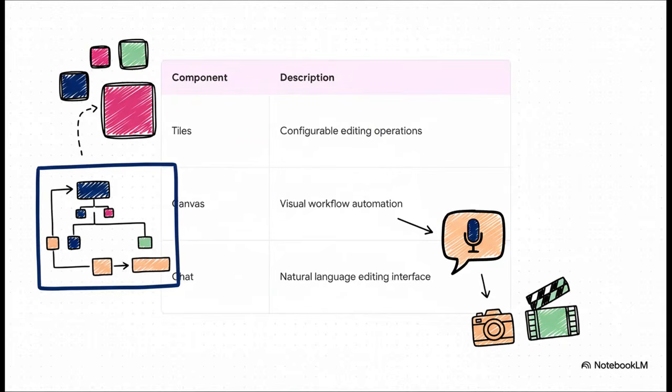Now, that might sound a little abstract, so let's make this super concrete. We're going to look at how one platform actually puts this into practice. The whole system is built on 3 core ideas that all work together. You've got tiles, which are like individual AI-powered tools, the canvas, which is where you automate entire workflows, and chat, the conversational part you use to control everything. We're going to walk through each one.